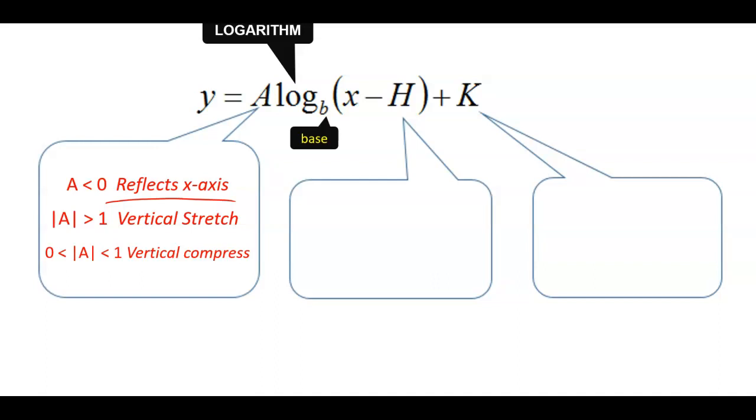But if a is greater than 1, like 2, 3, 4, 5, 5.5, okay, it's a vertical stretch. And if a is some number between 0 and 1, it could be a decimal, it could be a fraction, but it has to be between 0 and 1. That's a vertical compression. Okay? This is literally what we've been talking about on every single function. The number out front always does those three things.